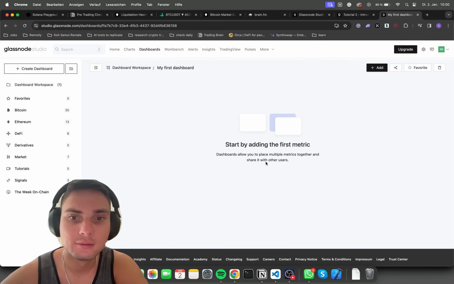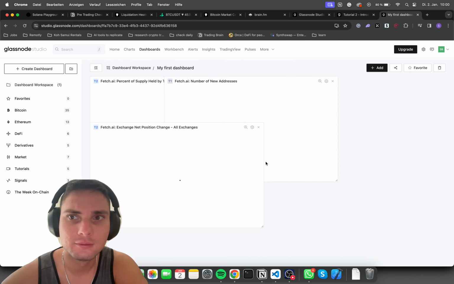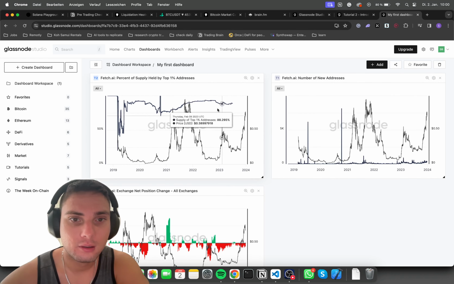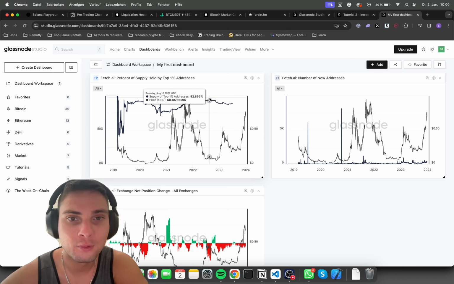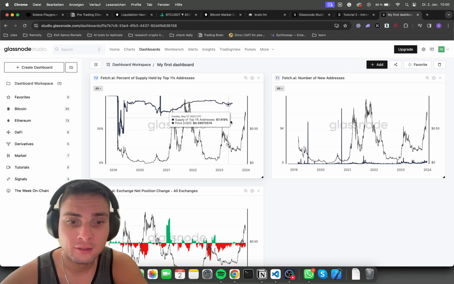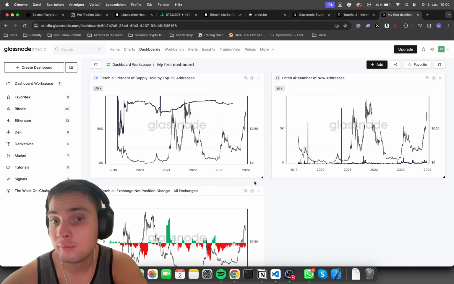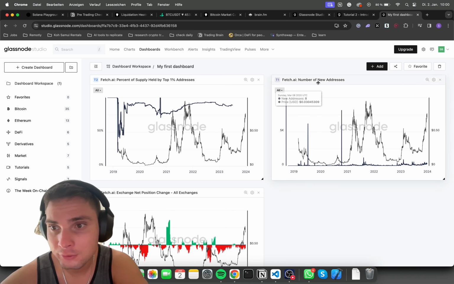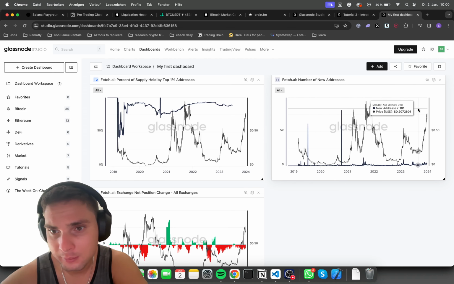Let's see. Shouldn't this have supply of top 1% addresses? Okay, this is actually crazy. Like 1% of addresses has 92% of the supply. This isn't good. But I am really into the project. Number of new addresses. Yeah, like with the pumps.